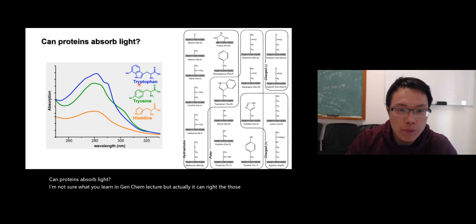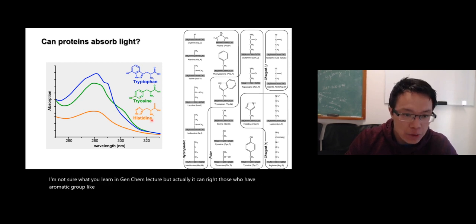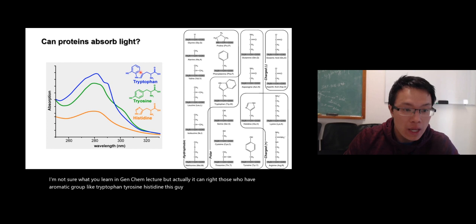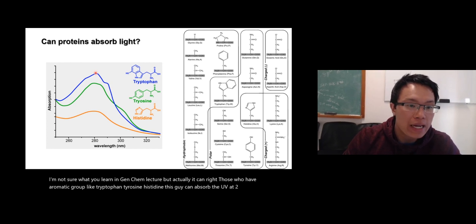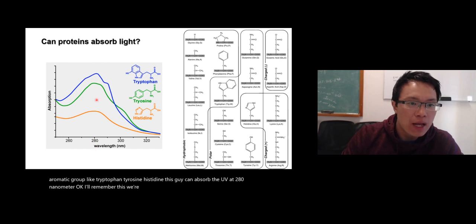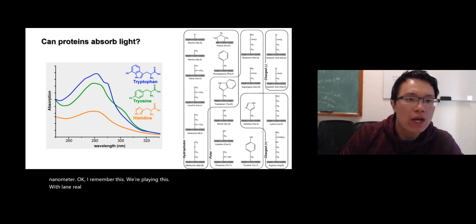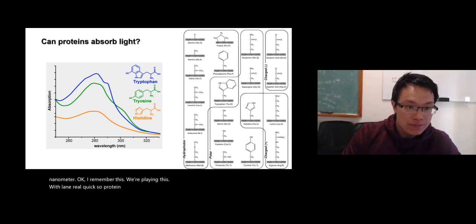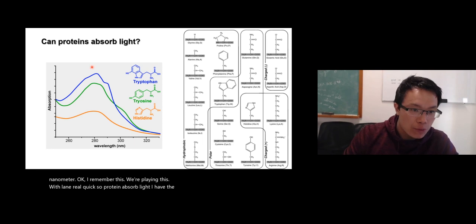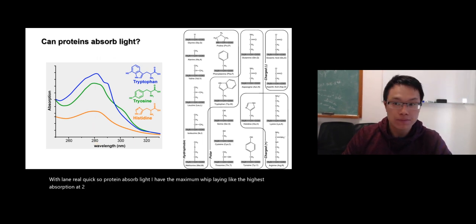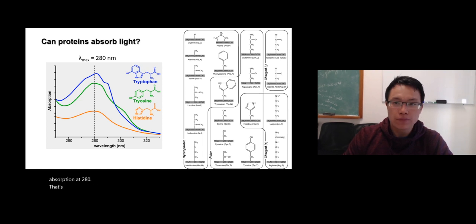Those that have aromatic groups like tryptophan, tyrosine, histidine can absorb UV at 280 nanometers. Okay, remember this wavelength real quick. So protein absorbs light and has the maximum wavelength, like the highest absorption, at 280. Okay, that's the maximum absorption.